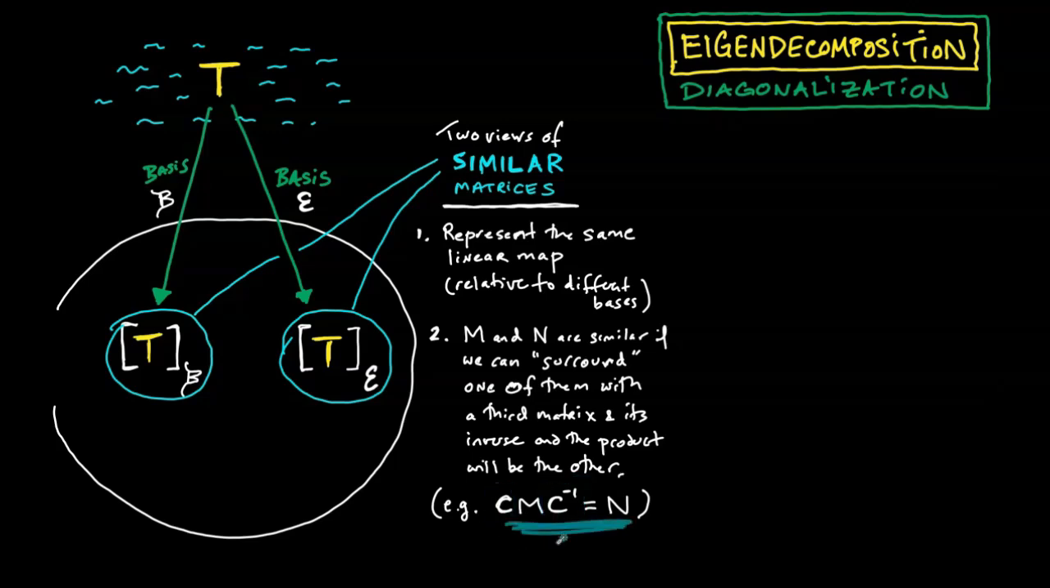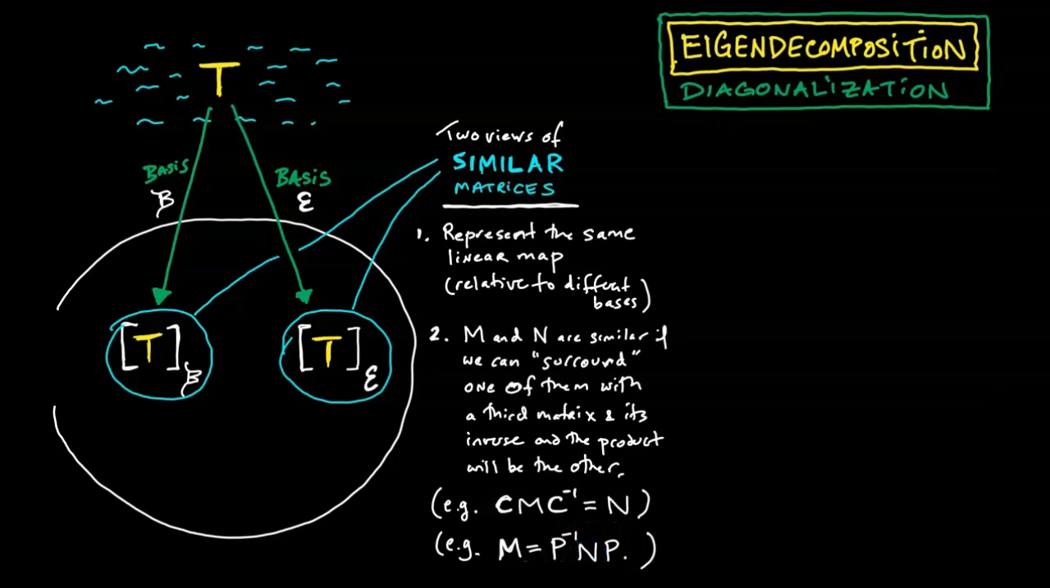So this would be a sign that M and N are similar according to this criterion, but it would also work if we showed that, say, M was equal to P inverse times N times P for some matrix P. Either way, we've taken one of the matrices and surrounded it with a third matrix and its inverse, and the result was the other matrix that we were starting with.